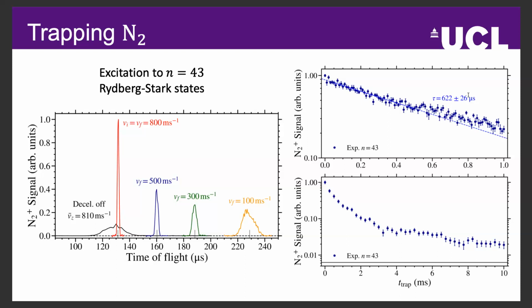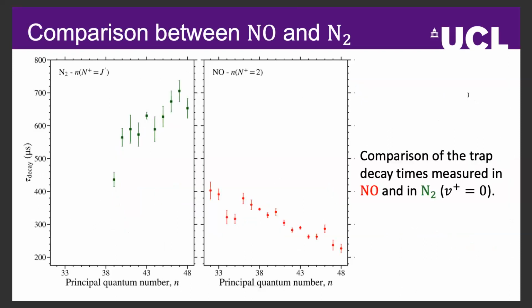You can see this in the bottom panel, and as time goes on we have this non-exponential decay, which we attribute to the distribution of states in our experiment. We can then compare what we measured for N2 to what we measured for NO. We find that as we increase the principal quantum number in N2, our measured trapped decay times increase, which is reassuring. This is compared to the NO case, where we saw trap decay times decrease with increasing principal quantum number. This led us to infer that the most likely reason for this decrease in the NO case is to do with charge-dipole interactions, which are just not present in the case of N2.